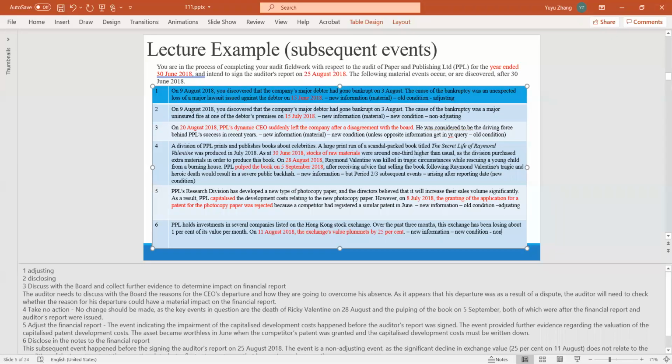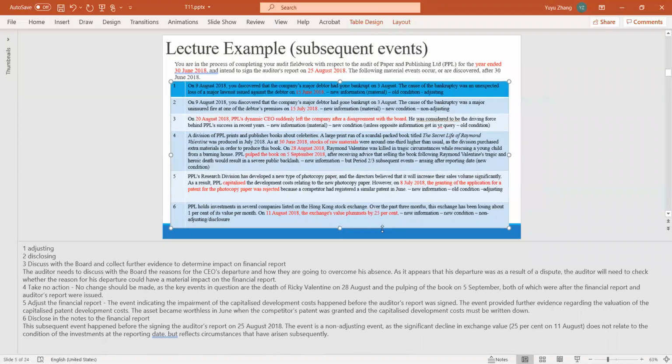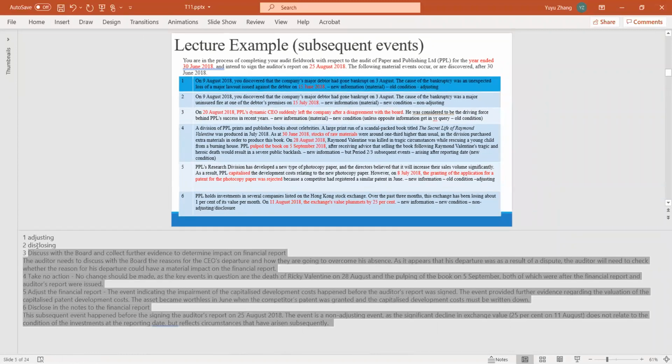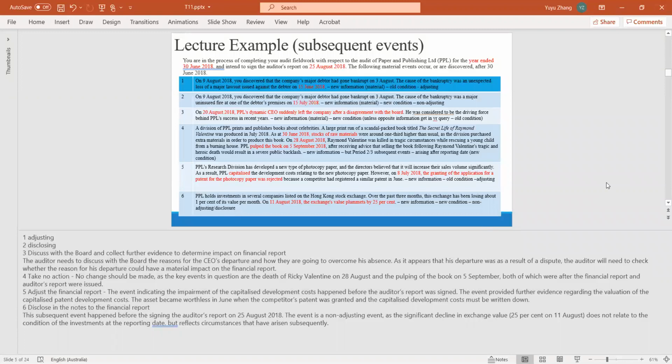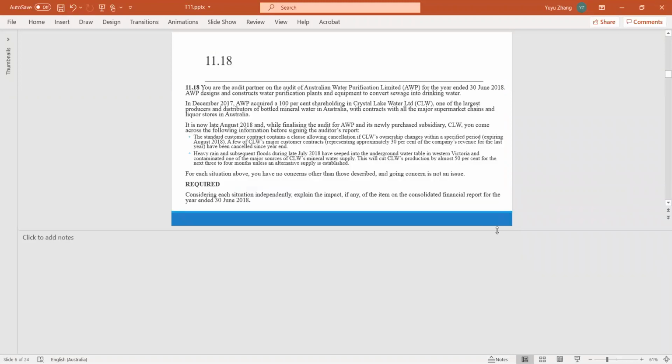So this is non-adjusting, or disclosure events. Okay. Any question here? We also have the solutions given under the slides in the notes. Any question, please? All good, okay. So let's move on to another example.